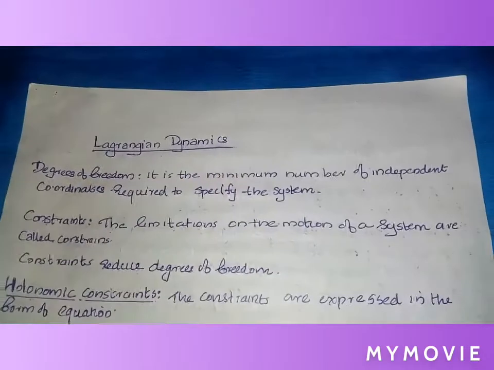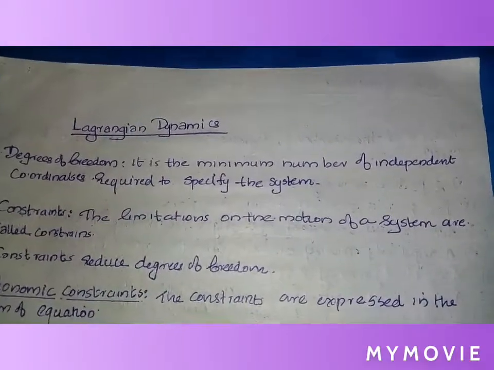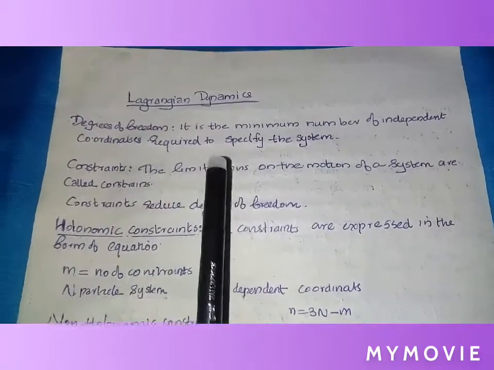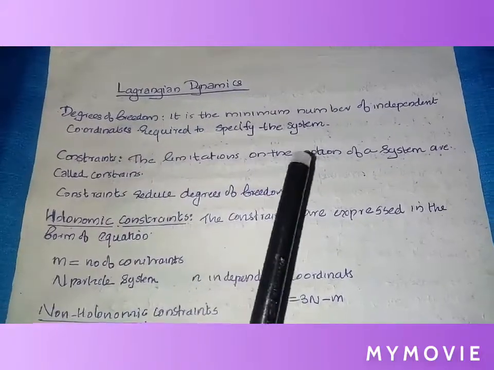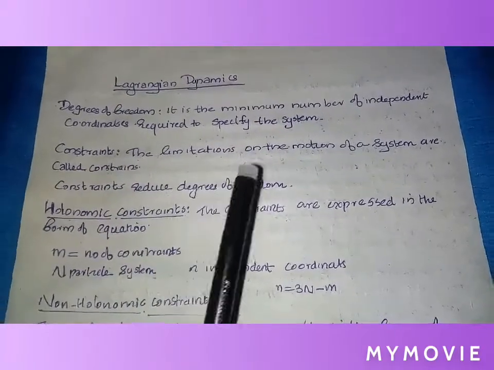Today we are going to study some definitions about constraints and problems related to it. We know that in Lagrangian dynamics, degrees of freedom is the minimum number of independent coordinates required to specify the system. Constraints. What do you mean by constraints? The limitations on the motion of a system are called constraints. Constraints reduce degrees of freedom.